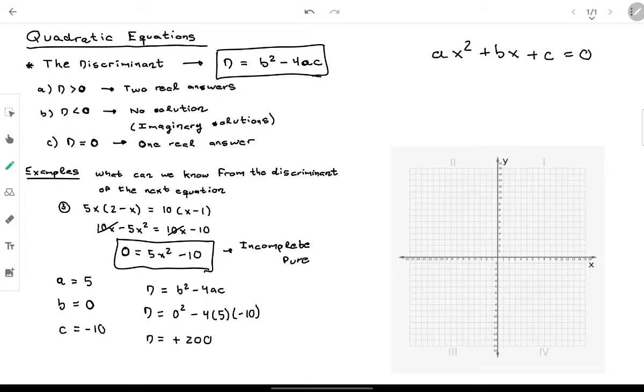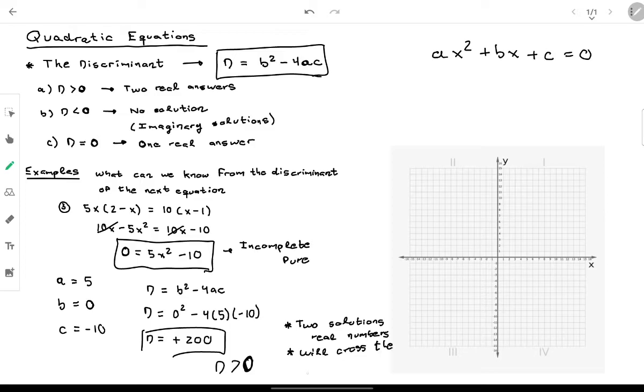So in this case, it's going to be a positive discriminant. This discriminant is greater than 0. So if the discriminant is greater than 0, we can say that in this specific one, it has 2 real solutions, 2 solutions with real numbers. And we can know also that the parabola will cross the x-axis 2 times.